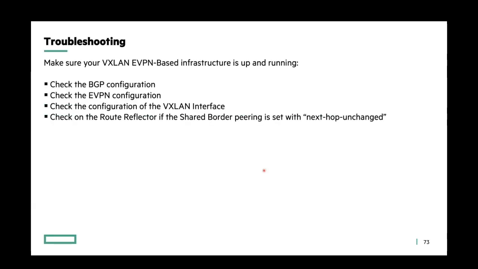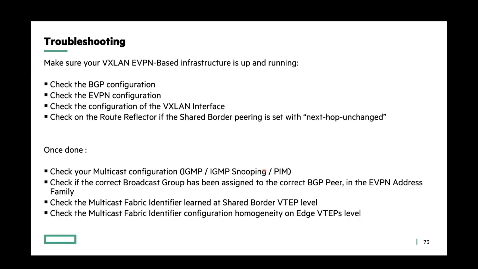Regarding the multicast now, same as for unicast, check the EVPN-VXLAN configuration first. And once this is done, check the multicast configuration, obviously. Check also if the correct broadcast group has been assigned to the correct BGP peer in the EVPN address family. Check the multicast fabric identifier learned at the shared border VTEP level, and check the multicast fabric identifier configuration homogeneity on edge VTEP level.